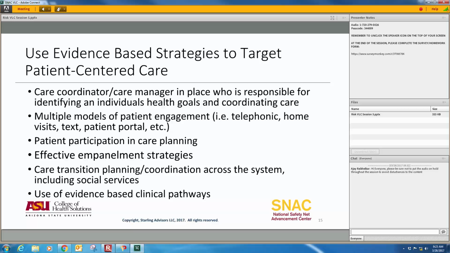I think one of the best empanelment resources that we've seen, and I think we may have shared it on a prior call, is from the Safety Net Medical Home Initiative. Sue, they have a bunch of different resources and approaches to empanelment. So I can send you that link after this call, and you can let us know if that helps at all with your specific situation.